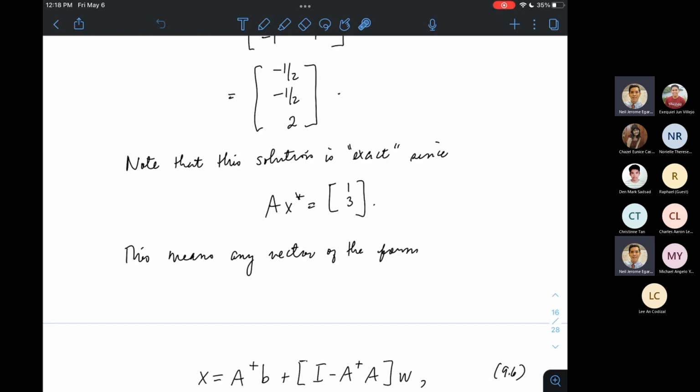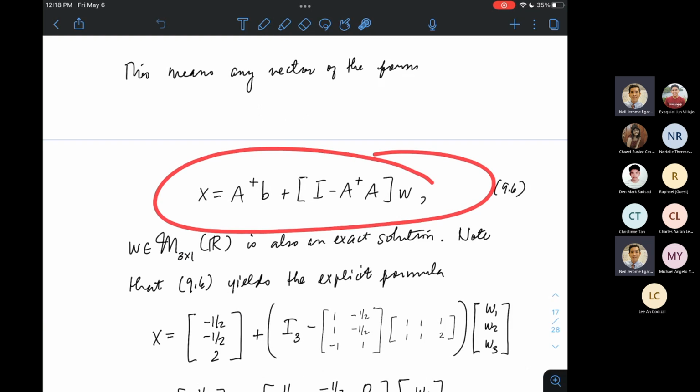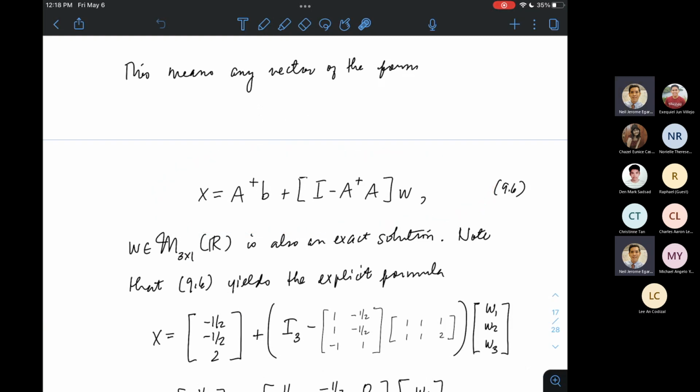Dahil consistent sa system, alam natin by equation 9.3 na lahat ng solutions nitong equation na to ay masusulat in the form in equation 9.6. Okay? Now, we will know that there will be infinitely many solutions because if you multiply A plus times A, yung pseudo-inverse times A, ang makukuha natin ay hindi equal kay identity matrix. Pag ito ay naging equal kay identity matrix, then this whole factor will be the zero vector. So ibig sabihin, unique yung solution na makukuha natin. Katulad ng nasa previous example.